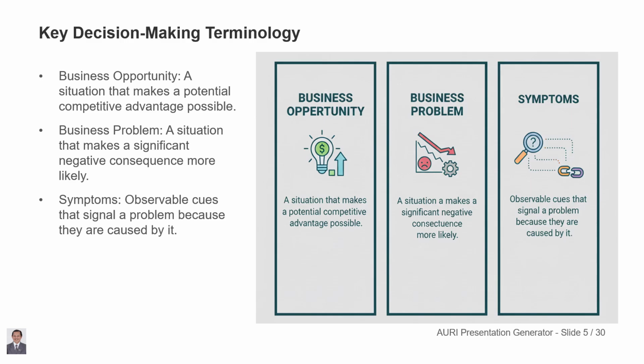It is important to differentiate between a true business problem and its symptoms. Symptoms are simply observable cues that indicate an underlying problem, similar to how a fever signals an infection. For instance, a drop in revenue is a symptom. The actual problem might be poor customer service, ineffective marketing, or a new competitor.